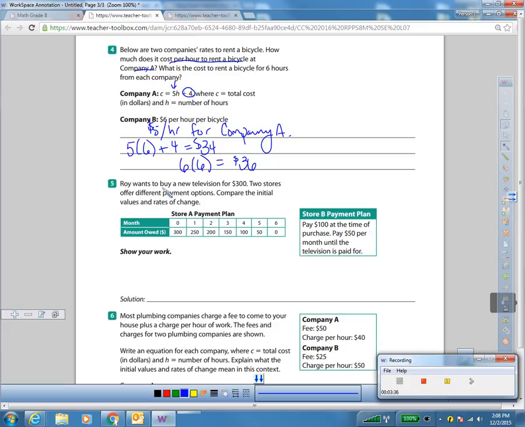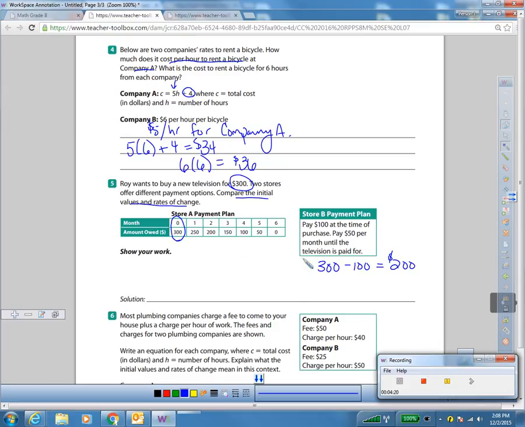Okay, next one. Roy wants to buy a new television for $300. Two stores offer different payments. Compare the initial values and the rates of change. So here's the initial value for company A, $300. Now careful with company B or store B. He's going to pay $100 up front, but we know the TV is $300. So minus the $100 up front, that initial would be $200.